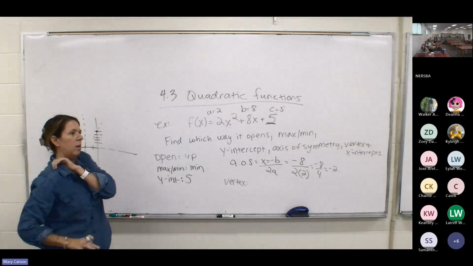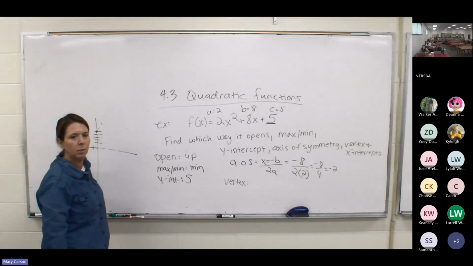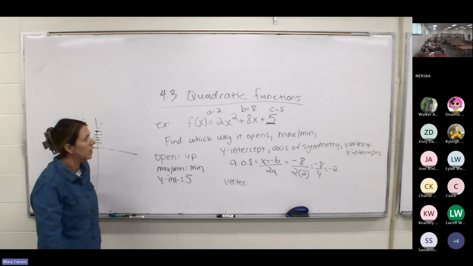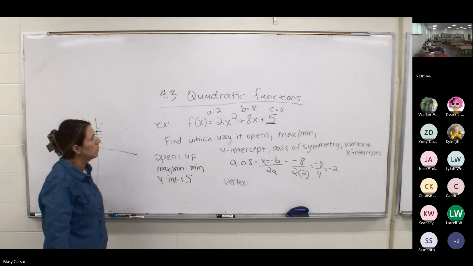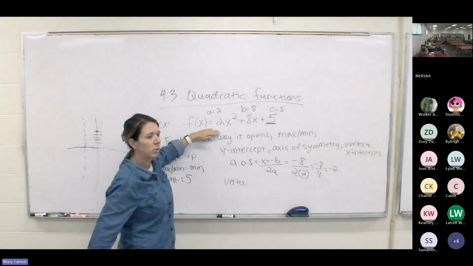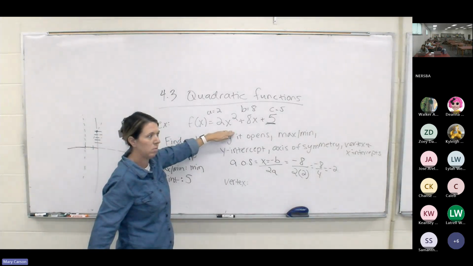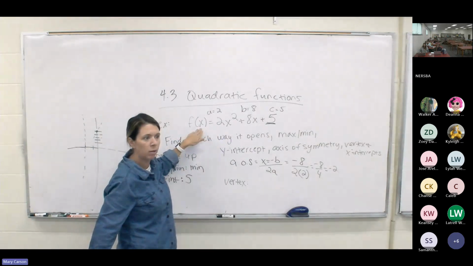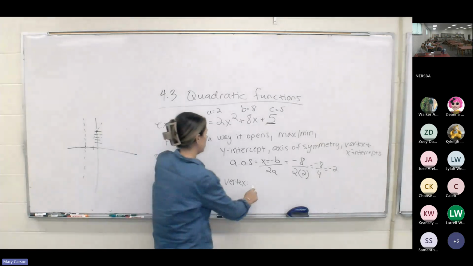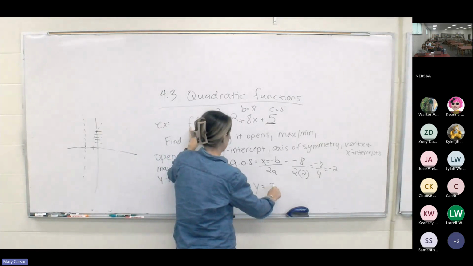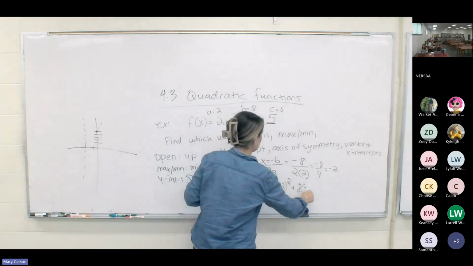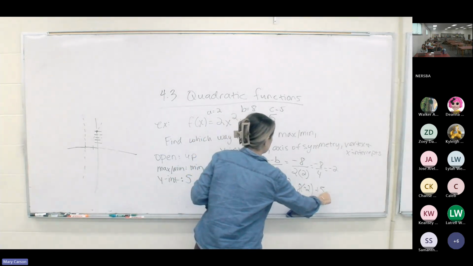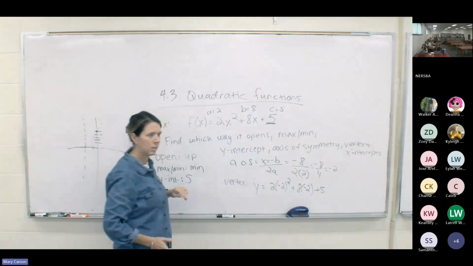I mentioned this, but I didn't write it down. Anybody know? I've got the x value. How do we find the y value? Oh, we use our equation. We've got the x value. F of x means what? The y value, right? So I'm going to do y equals 2 times negative 2 squared plus 8 times negative 2 plus 5. Does that make sense?